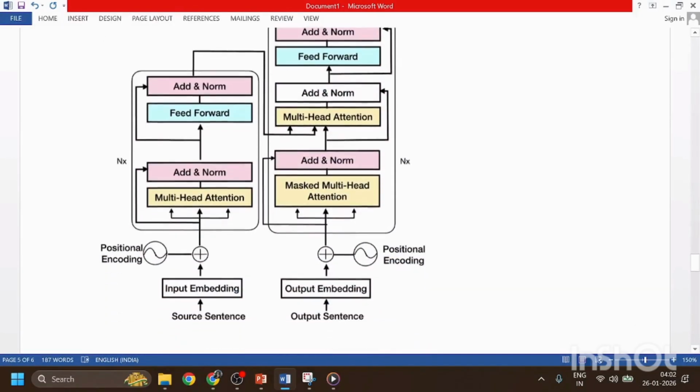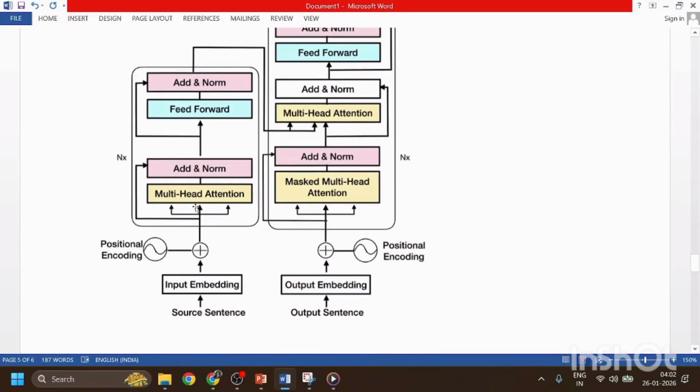Here you can see that instead of using attention once, the transformer uses multiple attention heads, so we call it multi-head attention. Each head learns a different type of relationship. One head may focus on grammar, another on meaning, and another on long distance dependency. All heads are combined together. That's why it is called multi-head attention.